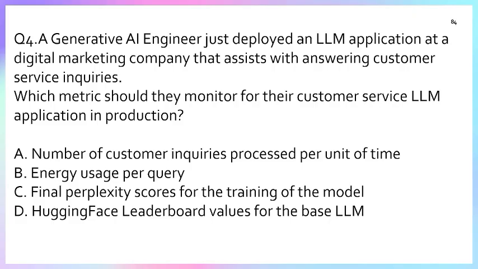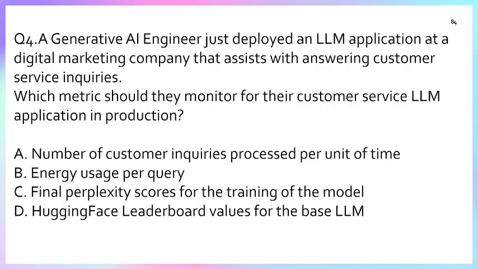So let's analyze the options. Option A is the number of customer inquiries processed per unit of time. This measures throughput, how many customer queries the application can handle efficiently. In production, this is a key performance metric to ensure scalability and responsiveness. This is relevant because if throughput drops, customers will experience delay. So this is something we require.